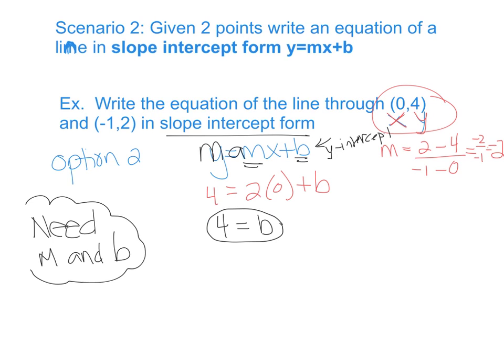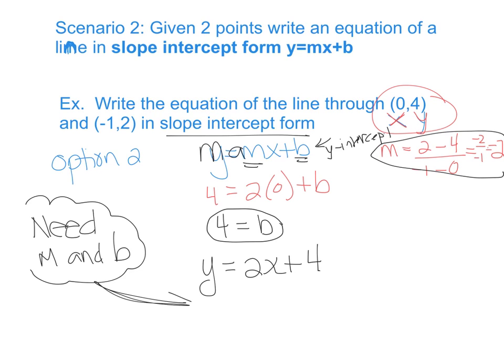Now I have my b, I have my m, and those two things need to be placed into y equals mx plus b to get my final answer in slope-intercept form. So y equals mx plus b. So remember, I only need my m and my b to go ahead and write my final equation, y equals 2x plus 4. This is the same answer that we got when we used point slope form.